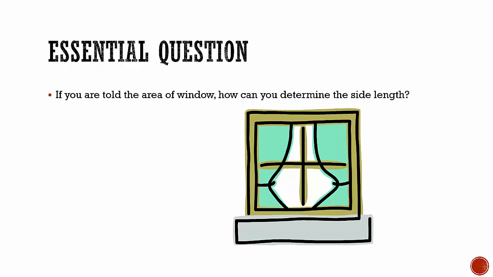By the end of today's lesson, you need to be able to answer the question, if you were told the area of a window, how can you determine the side length? So if I told you that the area of this window equals 144 square inches, how could you tell me the measure of one side? So how long is just that side?